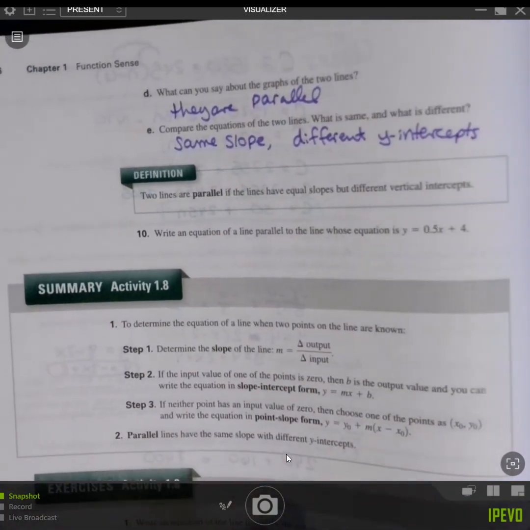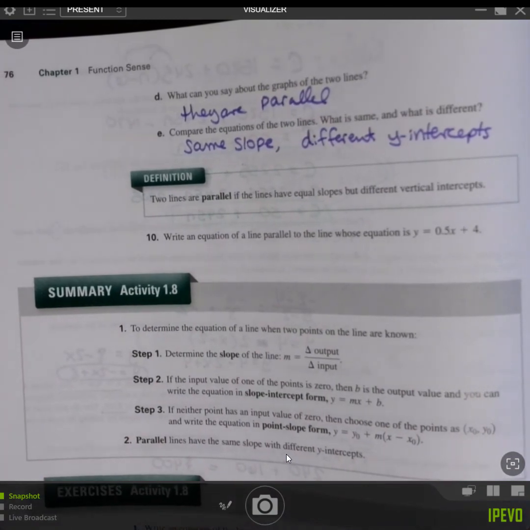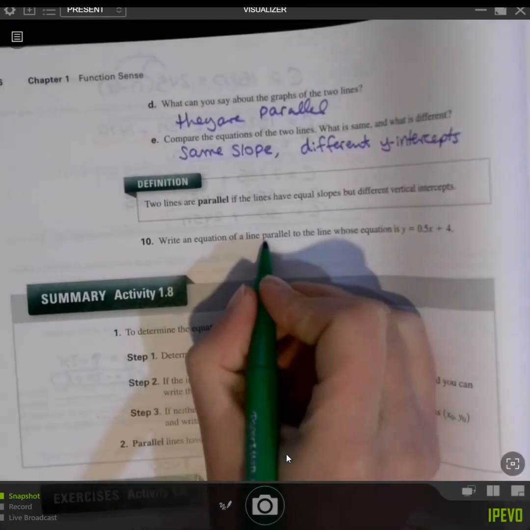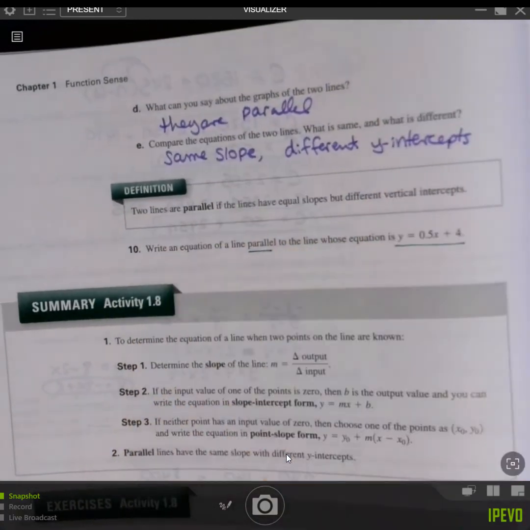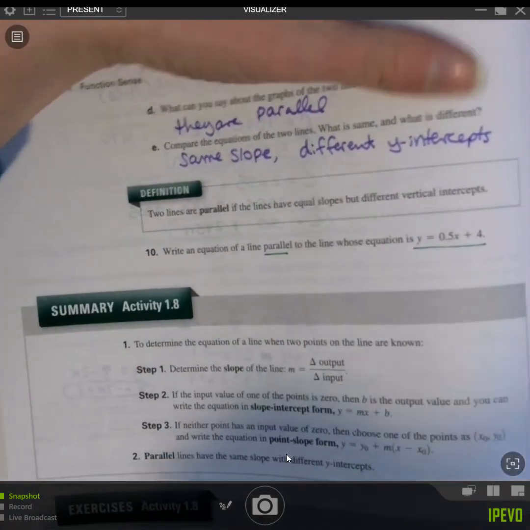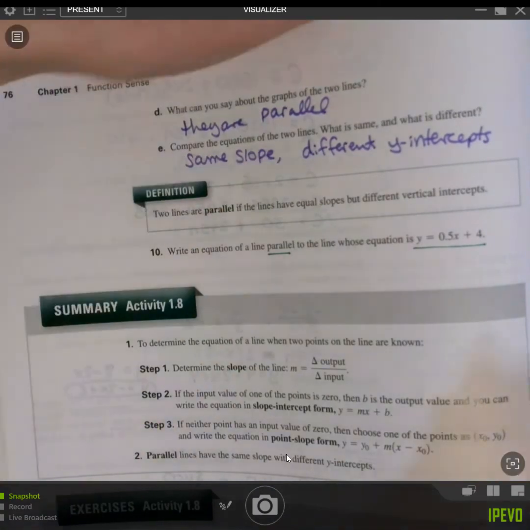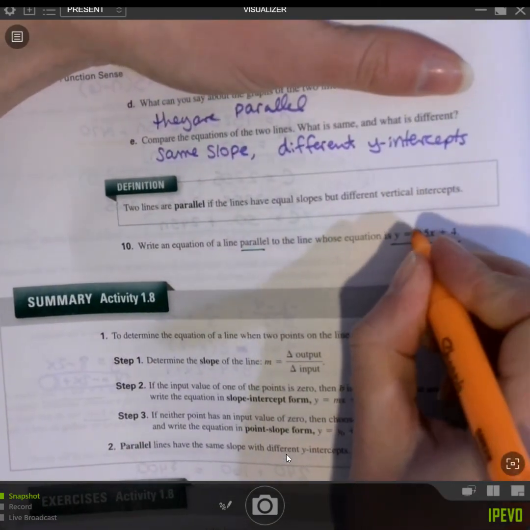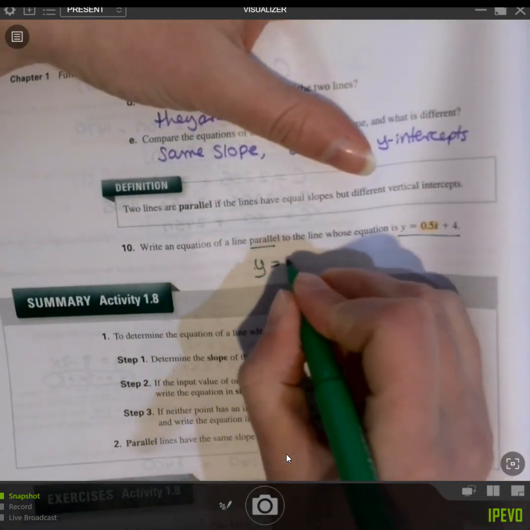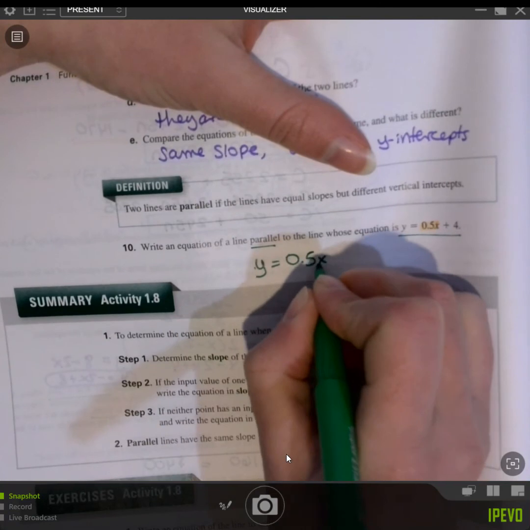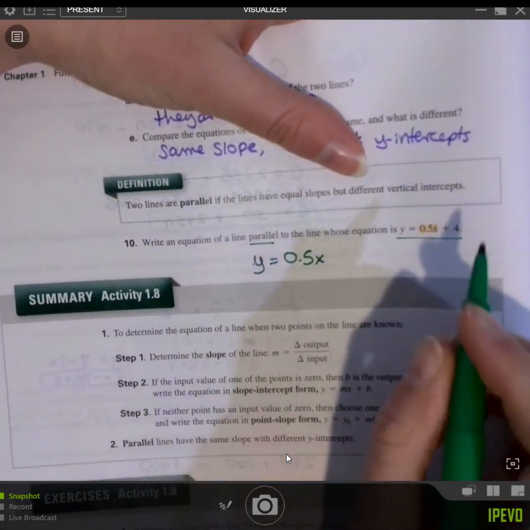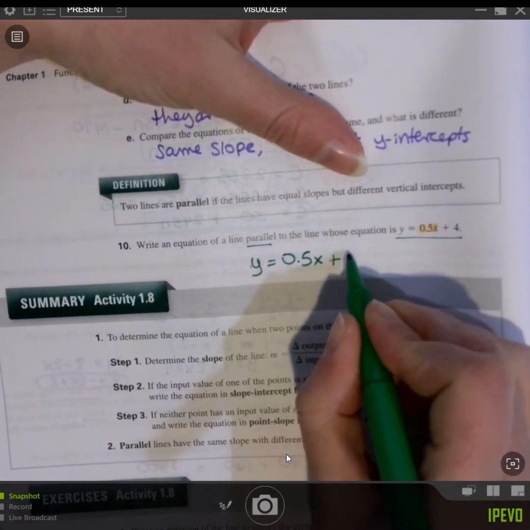Okay, so the last question, we want to write the equation of a line who is going to be parallel to y equals 0.5x plus 4. So if it's going to be parallel, the lines have to have the same slope, and the slope is the coefficient of x. So my new line has to be 0.5x plus or minus something that isn't 4. So I can choose whatever I want and make a parallel line. So I'm just going to say plus 6.